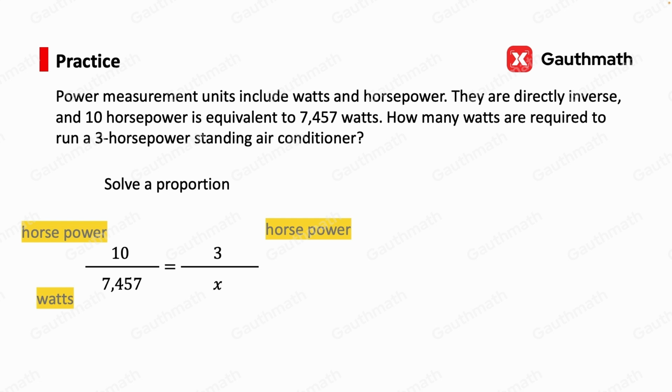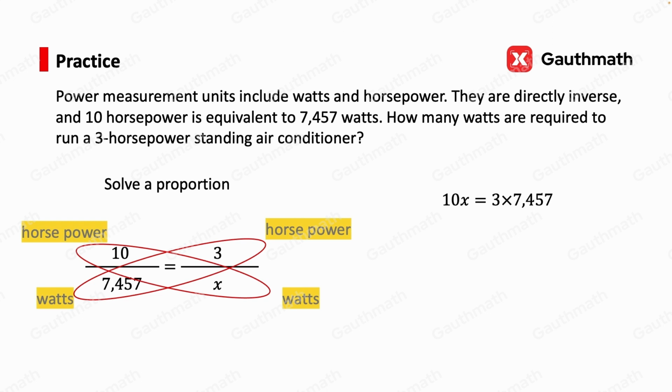Okay, so we can solve this proportion by cross product. So the proportion turns into an equation like this: 10x equals the product of 3 and 7,457. And then we solve: x equals 2,237.1 watts.